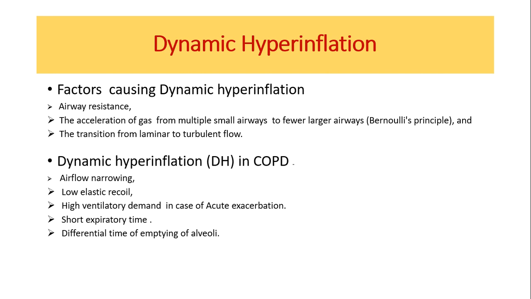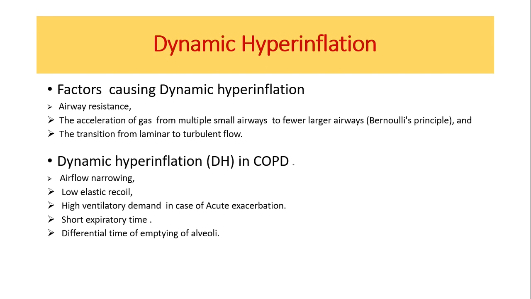So there's acceleration of gas from multiple small airways to a few larger airways, and the transition from laminar to turbulent flow. Right now they have diverted the road from Delhi to Gurgaon, so the 4 lane has become small, so everything becomes turbulent flow there, and I'm taking 1 hour to reach every day.